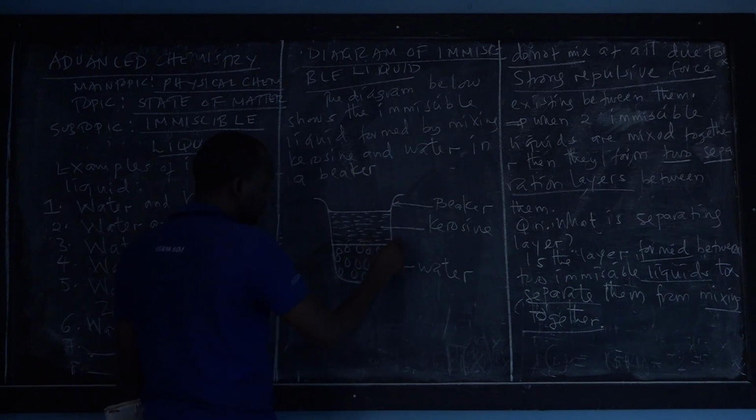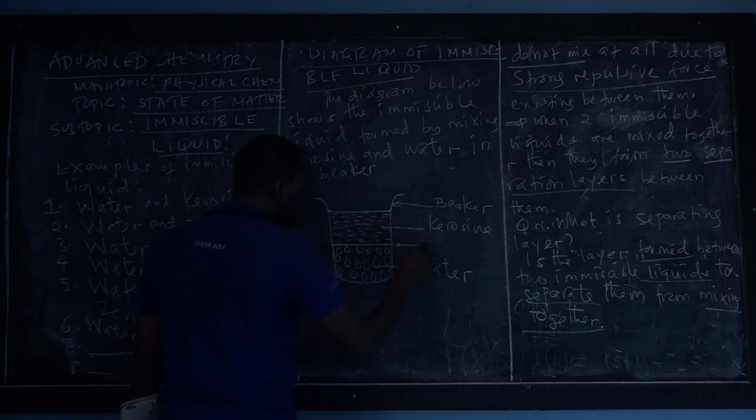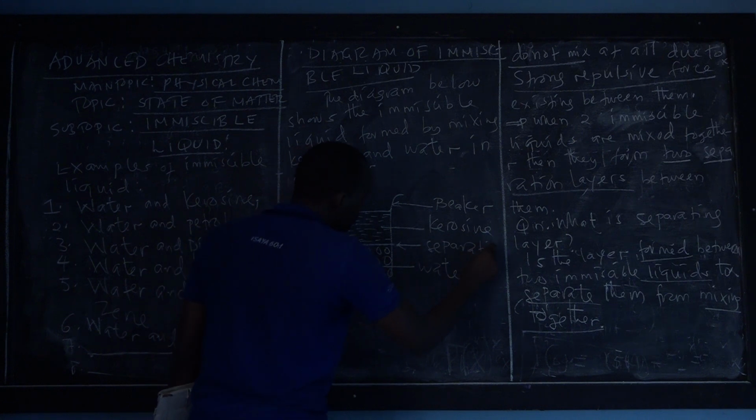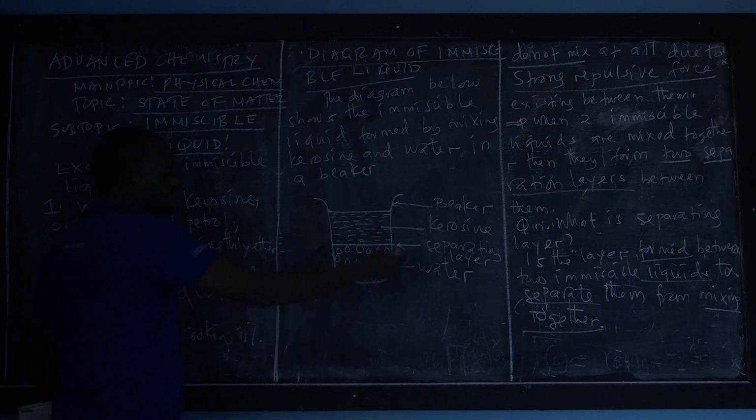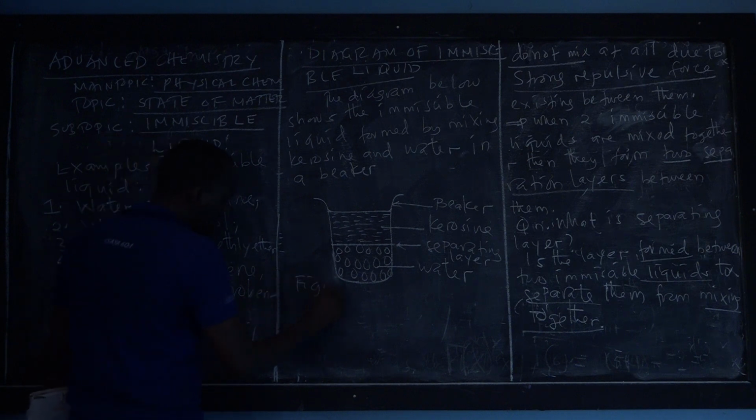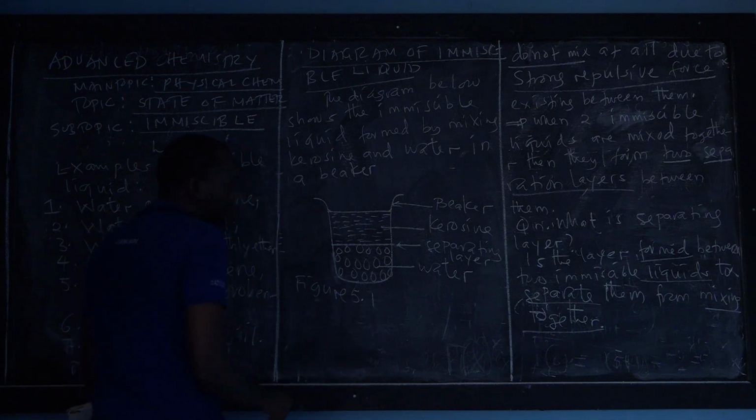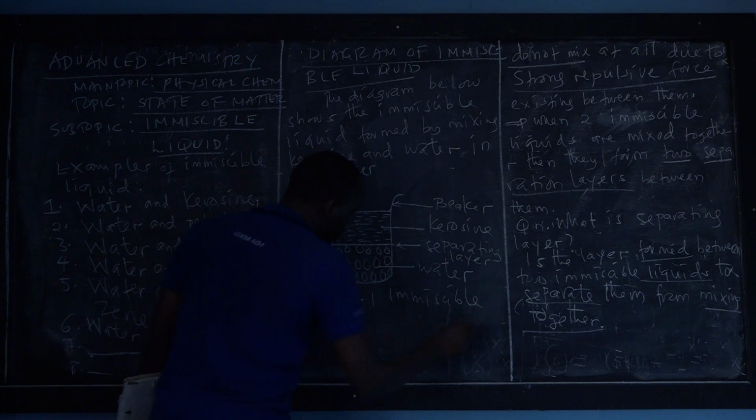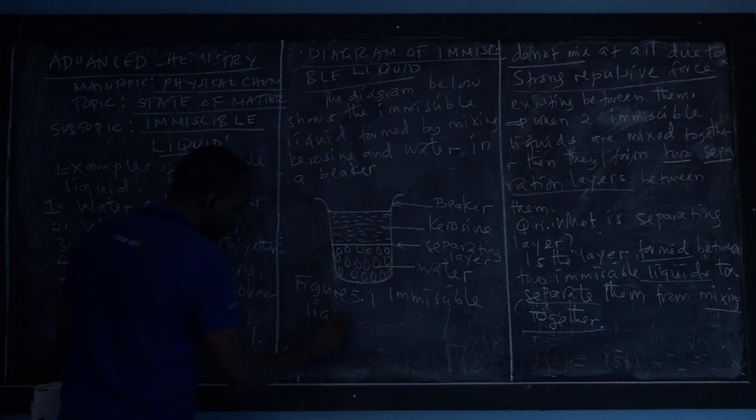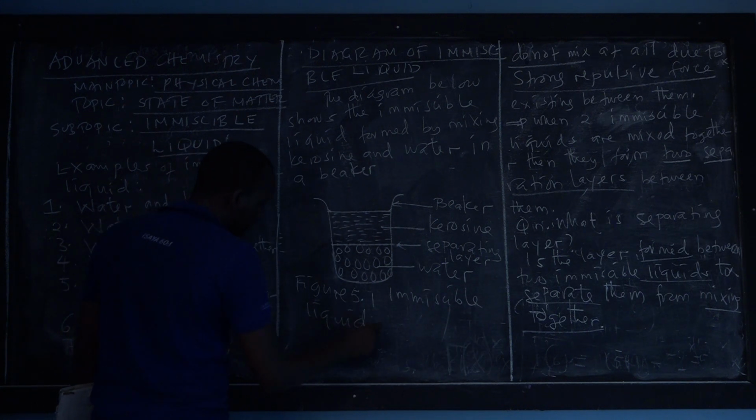And then this line, this one, this is what we used to call the separating layer, which separates the two solvents. So this is the kerosene solvent and this is the separating layer. And this can be labeled as figure 5.21. So this figure is showing immiscible liquids.